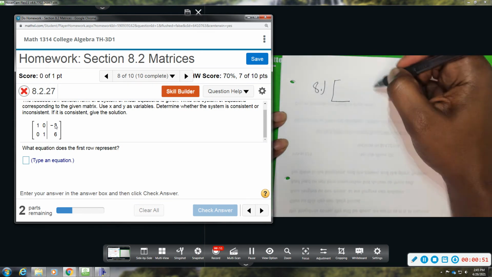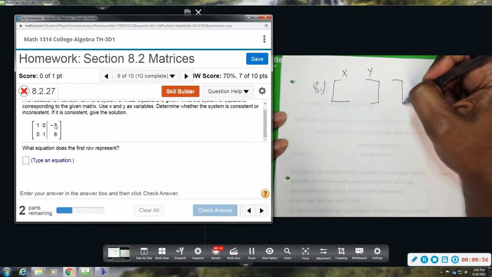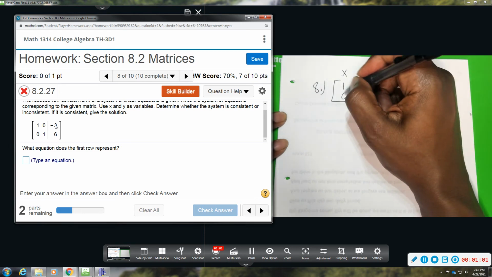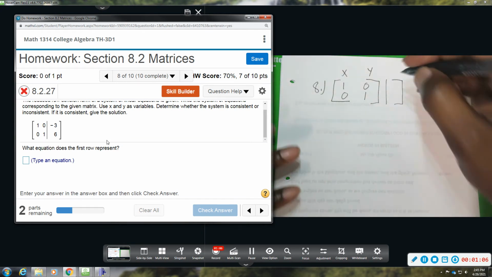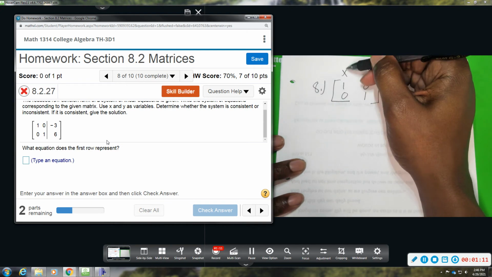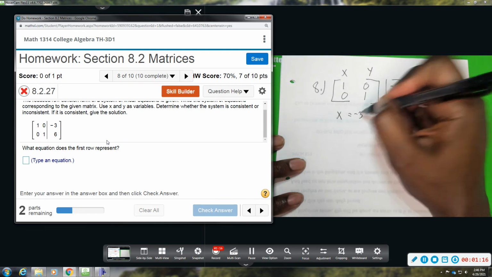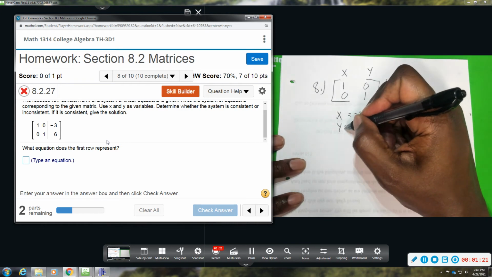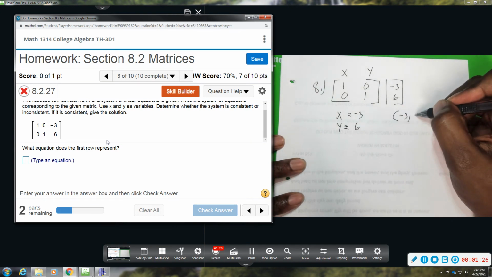What this means, remember x and y, we always go in alphabetical order, x, y. We have 1, 0, 0, 1. And then over here we have -3 and 6. So that means in this column, where that 1 is, that's the x column. X equals -3. Right here in the y column, where that 1 is, telling me y equals 6. So we get an ordered pair, -3, 6.